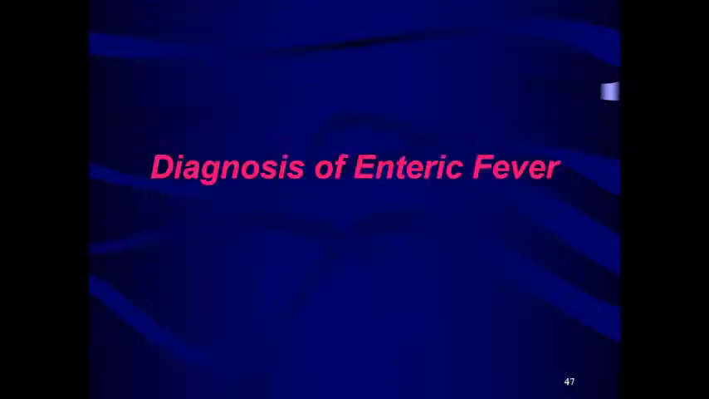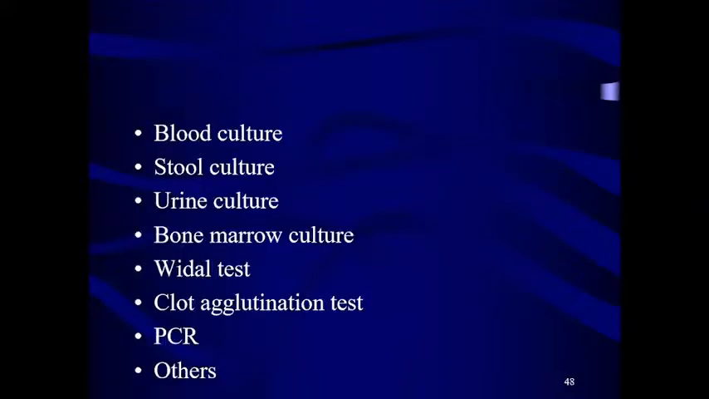That's a high number. So diagnosis, we have seen blood culture in the first 2 weeks, or really in the first week, but you can do it in 2 weeks. Stool culture in the second and third week. Urine culture also in the first week. You can do bone marrow. The WIDAL test at week 3 is very good. Week 3 and 4, you can have a clot agglutination test. You can do PCR and other tests.